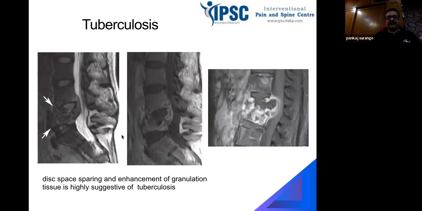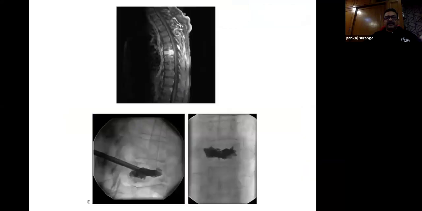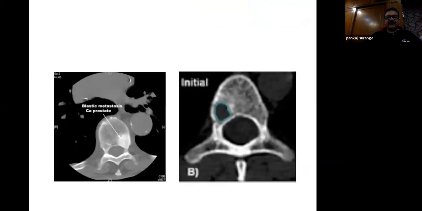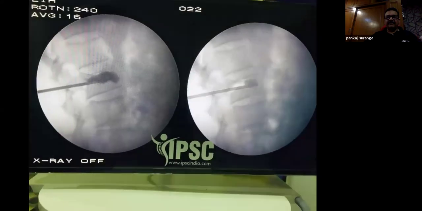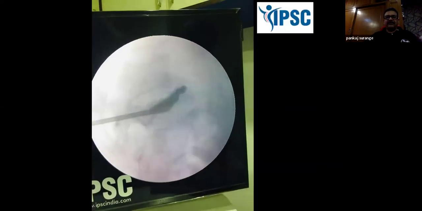Pott's spine, tuberculosis, we must rule this out. You can manage if it is not compressing the roots. You can still manage the patient with ATT. Don't do any intervention in such patients. If it is compressing the roots, refer to the surgical colleague. Spine metastasis, this will be covered in vertebroplasty. All right, guys. So that is all.